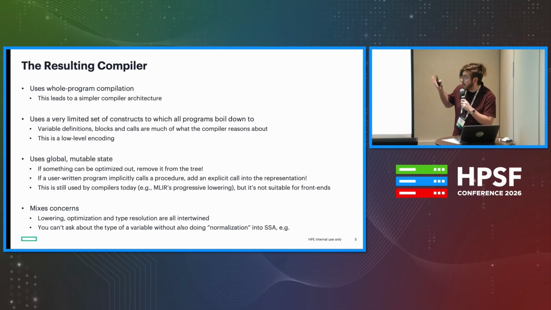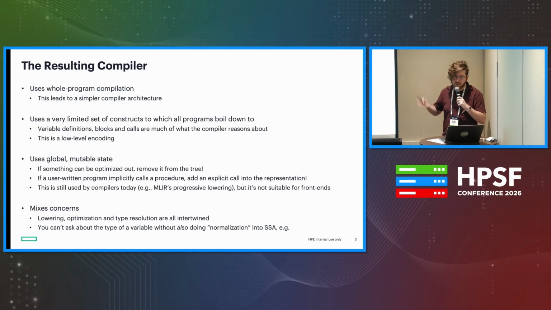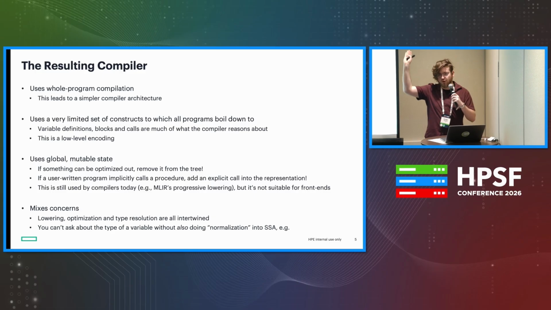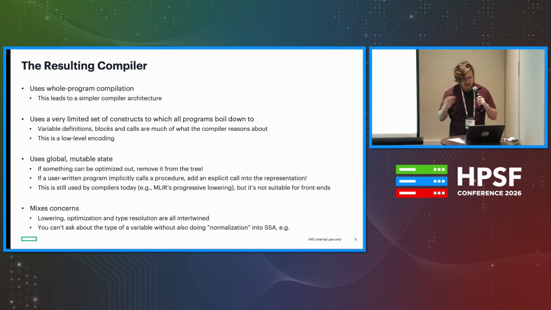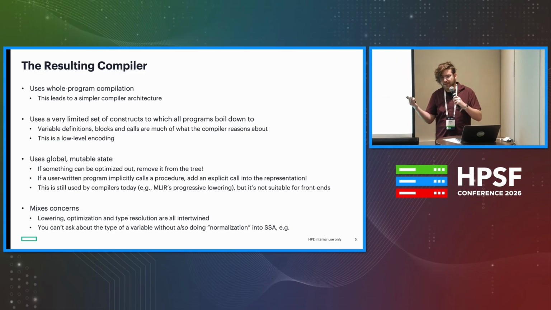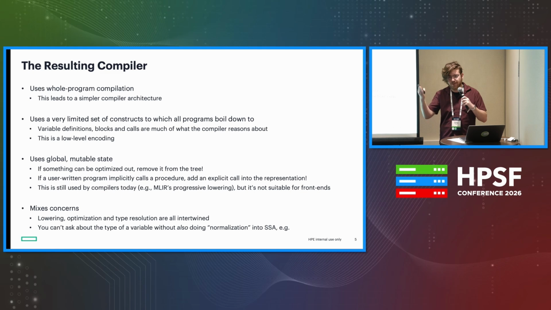Right. But anyway, as I was saying, the compiler used global mutable state. So if you were going to remove something, or optimize something out, you just removed it from the tree. And that is still how compiler backends do things. Like LLVM does passes on the intermediate representation and deletes things when they're not needed.